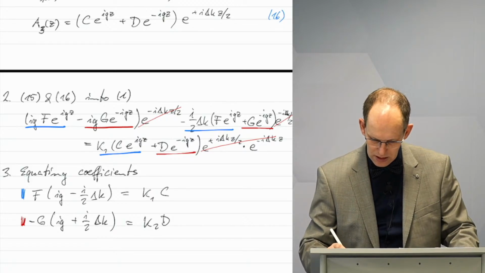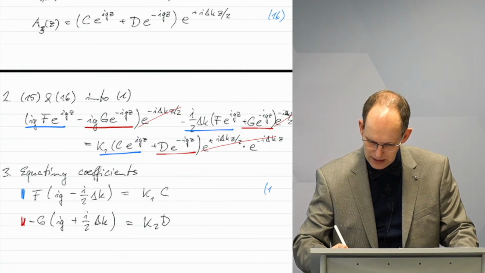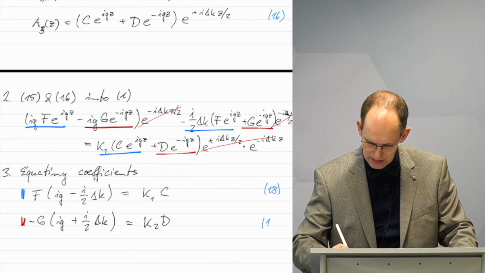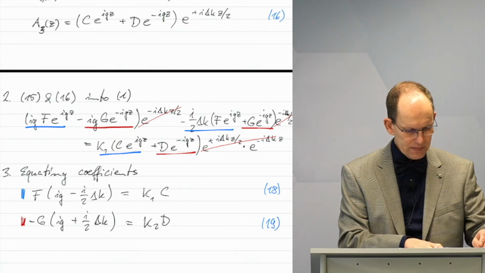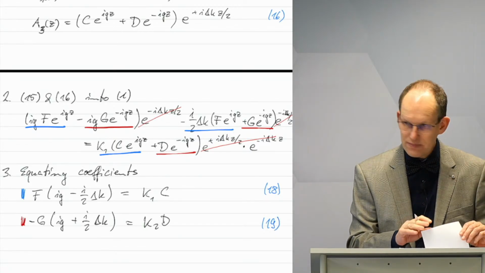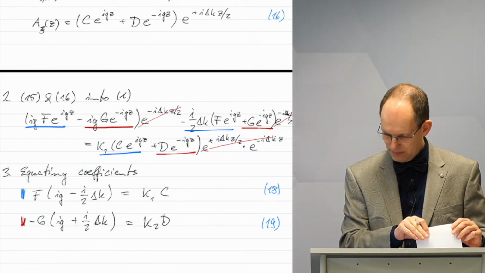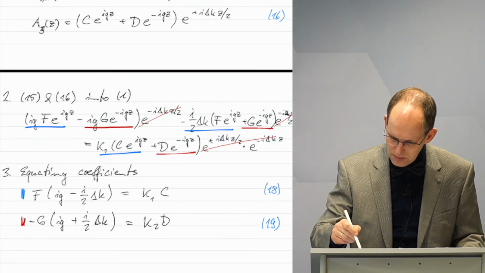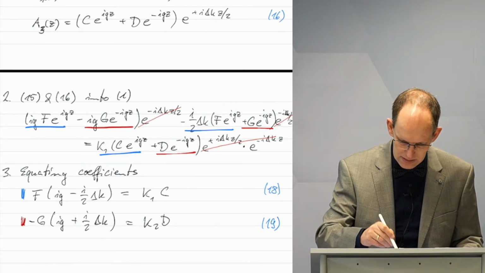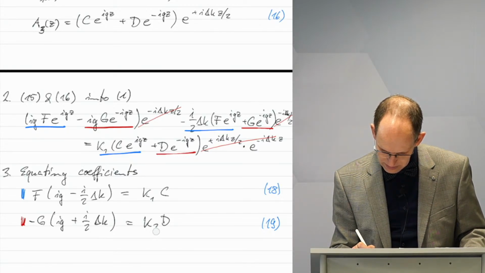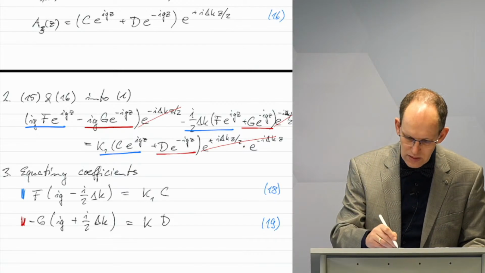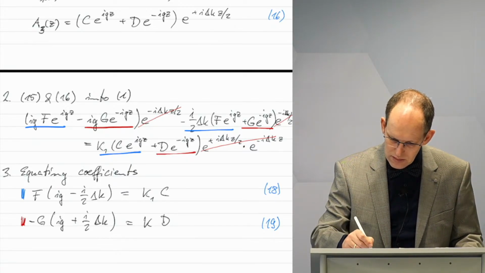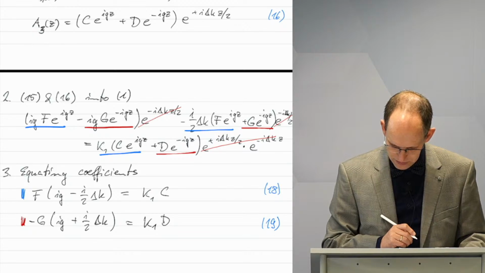So these are equations 18 and 19. Yeah, of course, K2 does not make any sense. K1, of course.